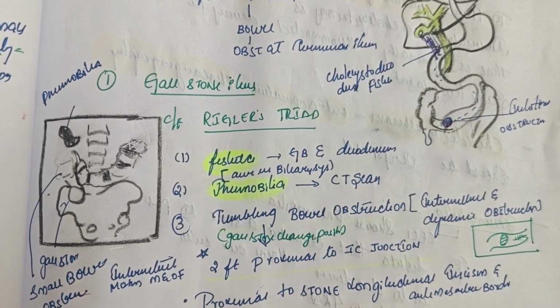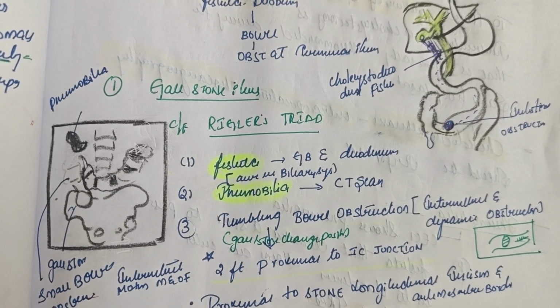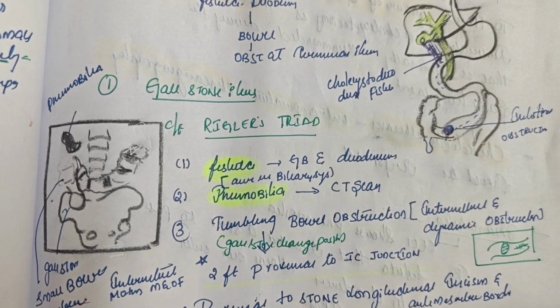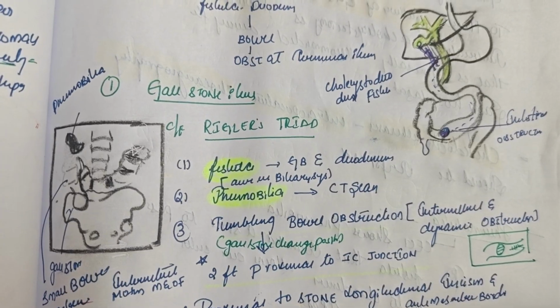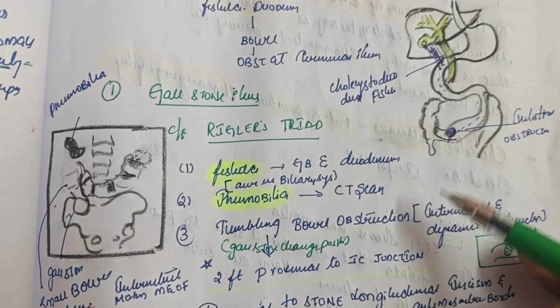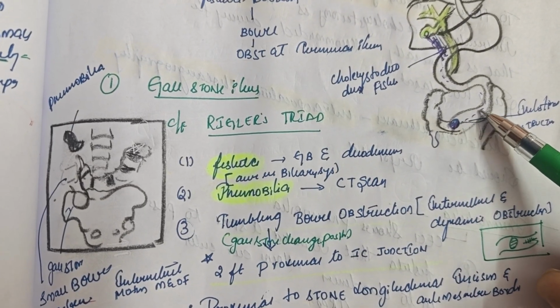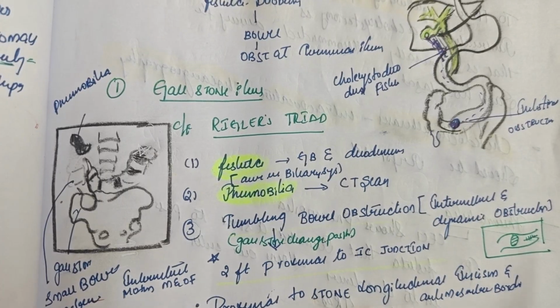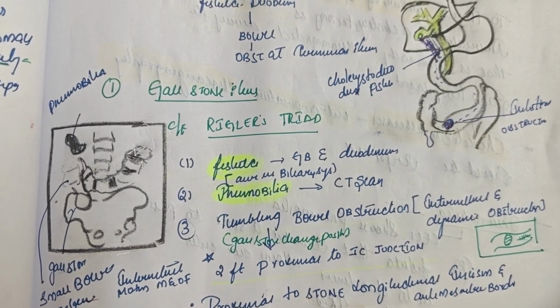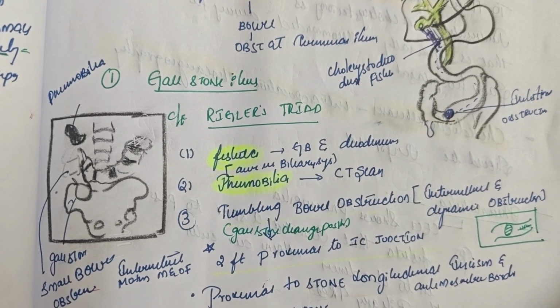Tumbling bowel obstruction is when the gallstone changes its position on different x-rays. Say for example, I took an x-ray now, and the stone is at this location. After some time, there can be a movement of the stone, and it can be present here. So it is not at an exact point, it is a tumbling bowel obstruction. That is, the gallstone changes position.